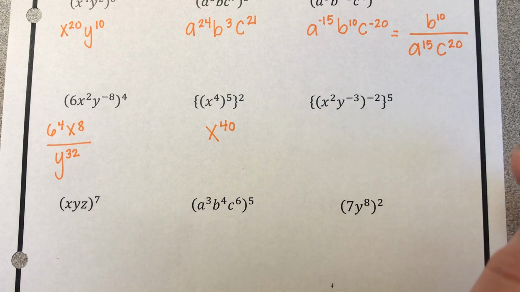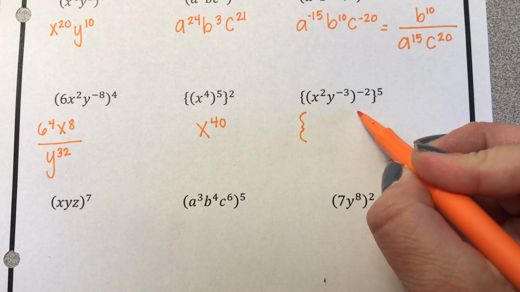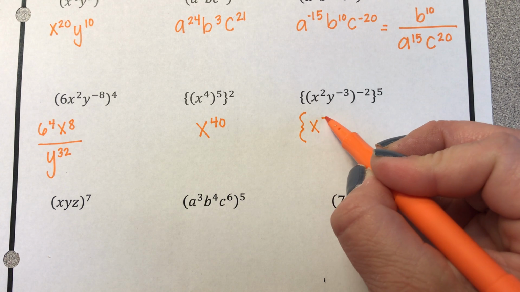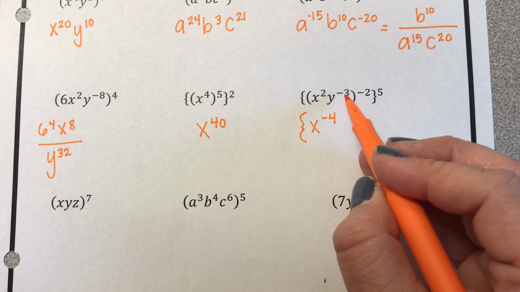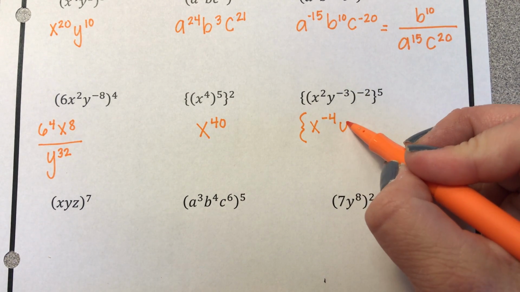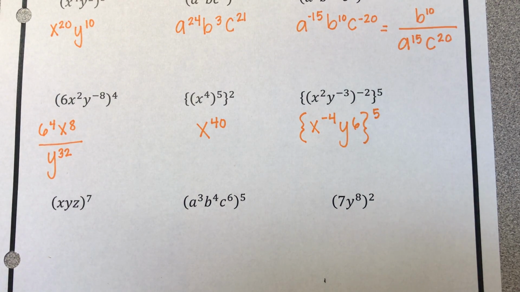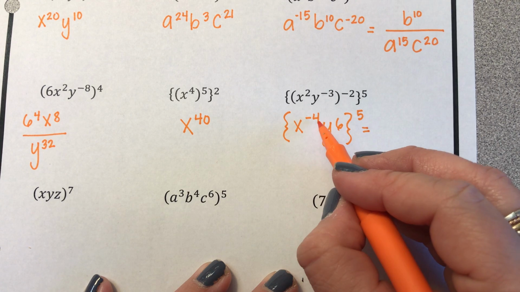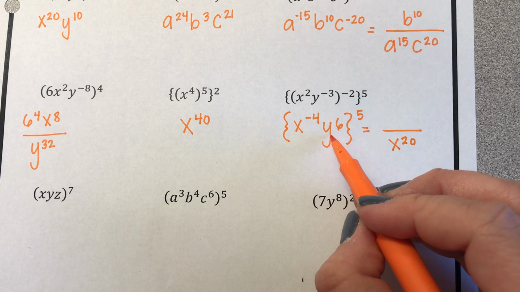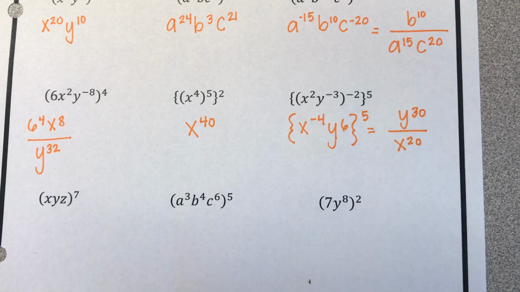Okay, let's look at this next one kind of step by step. So I'm going to leave my brackets, and I have x to the second to the negative second is x to the negative 4th. And then y to the negative 3rd to the negative 2nd, negative 3 times negative 2 is y to the 6th. And that whole quantity is being raised to the 5th power. So that's going to give me x to the negative 20th, which means it's in the denominator of our fraction, and then y to the 6th to the 5th, y to the positive 30 power.